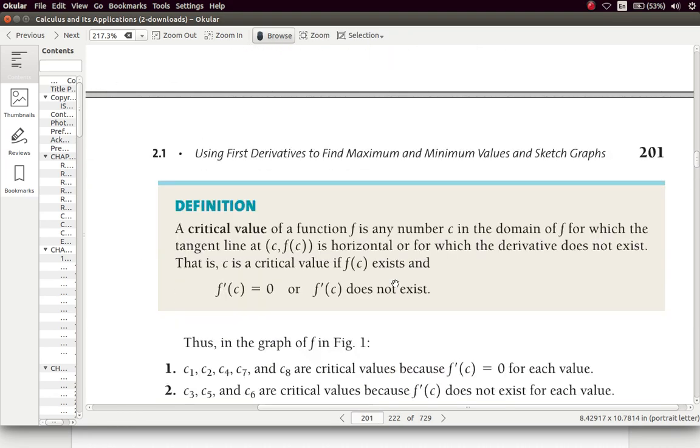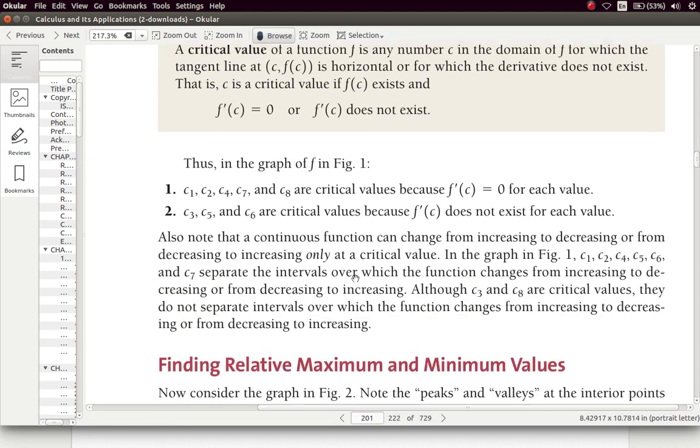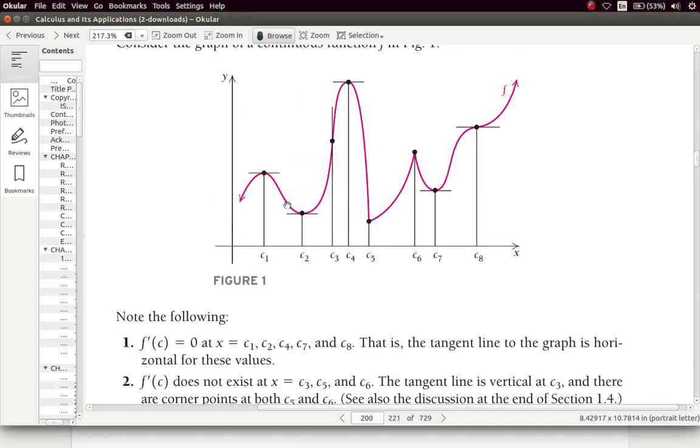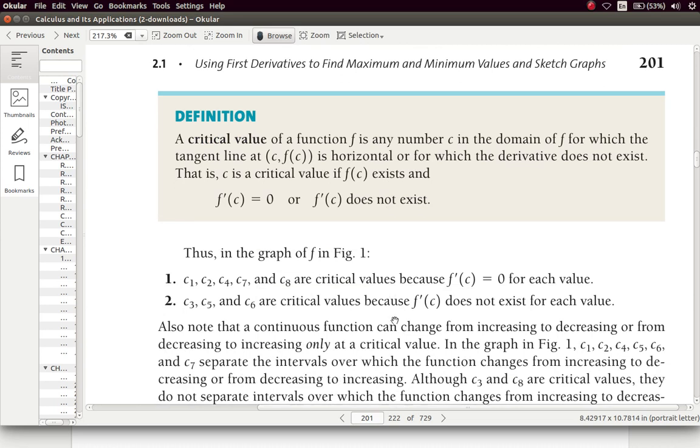All right, now c1, 2, 4, 7, and 8 are called critical values. That's 1, 2, 4, 7, and 8. These are called critical values. F prime of c is 0 for each of these.